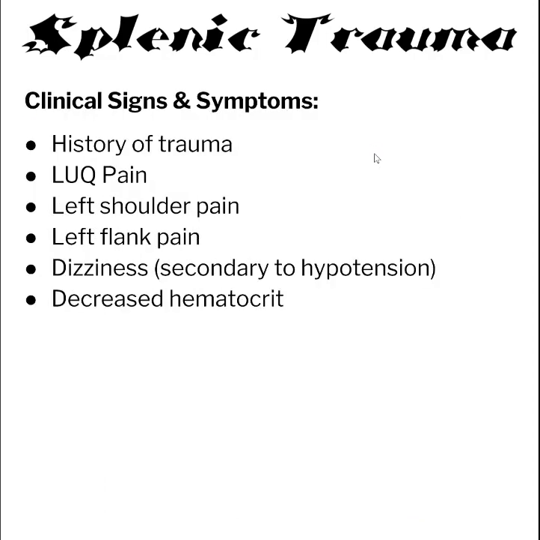Patients who have a history of trauma and splenic damage are going to present with left upper quadrant pain, left shoulder pain, left flank pain, and they might have some dizziness, especially if there is a severe internal bleed occurring. The dizziness is secondary to hypotension, which occurs because there's not enough blood still within the circulatory system, which leads us to believe that there is an internal hemorrhage. Lab work then is also going to show a decreased hematocrit. Again, that's how many red blood cells are within the volume of our blood. Typically, when there is an active bleed within the body, hematocrit decreases.